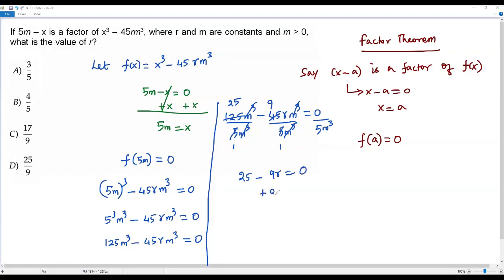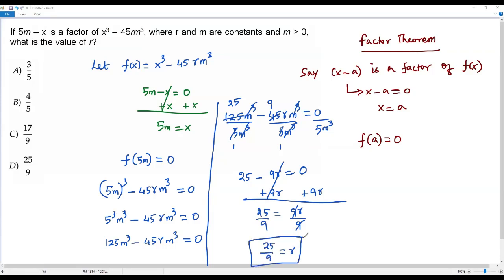Now let me add 9r to both sides, since we have to find the value of r. The −9r and +9r cancel out, and I'm getting 25 = 9r. Now I divide both sides by 9, so the 9 cancels out: 25 over 9 equals r. So now I have the value of r: the value of r is 25 over 9. We find 25 over 9 in answer choice D, so the correct answer choice for this question is option D.